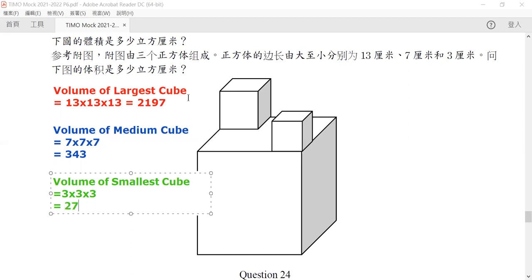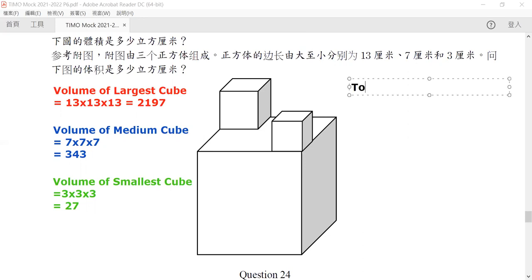So all we need to do is sum them all up. The total will be equal to 2197 plus 343 plus 27. By summing all of that up, our answer is equal to 2883. Okay.